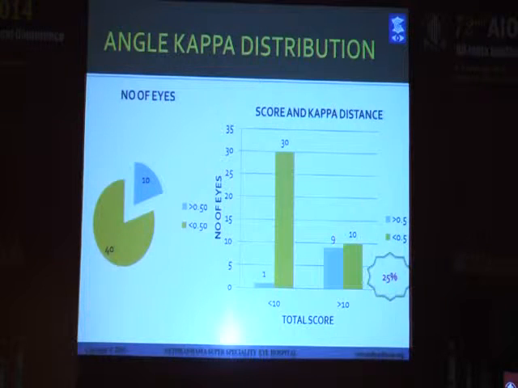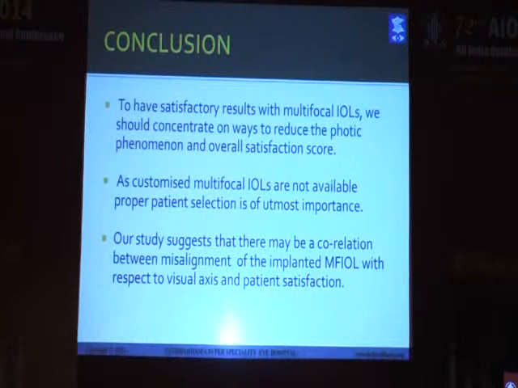10 eyes had angle kappa distance of more than 0.5. 90% of those had a total score of more than 10. What this means again is 90% of the eyes with angle kappa distance more than 0.5 were not satisfied with their visual outcome. Hence, to have satisfactory results with multifocal IOLs, we should concentrate on the ways to reduce photic phenomenon and overall satisfaction score.